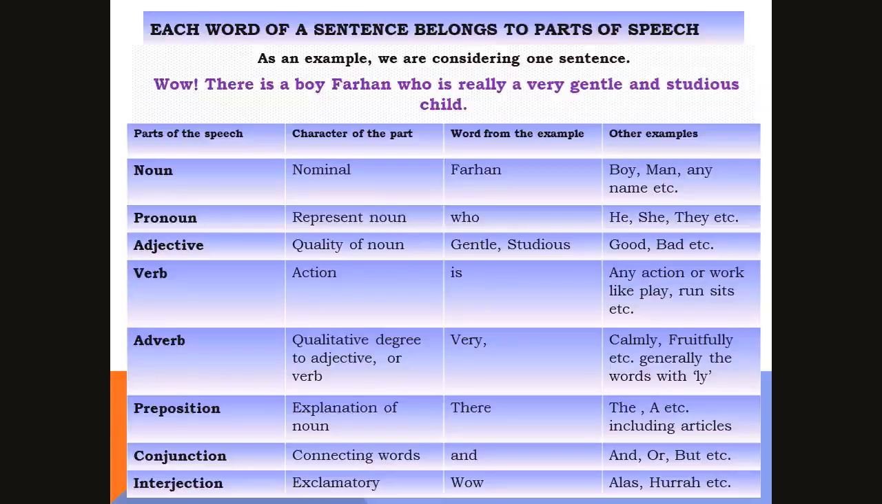Conjunction. Conjunction is a connecting word. Like here, if you split this sentence, then you can easily split it. There is a boy named Farhan. It's a complete sentence. Another sentence: Farhan is really a very gentle and studious child.